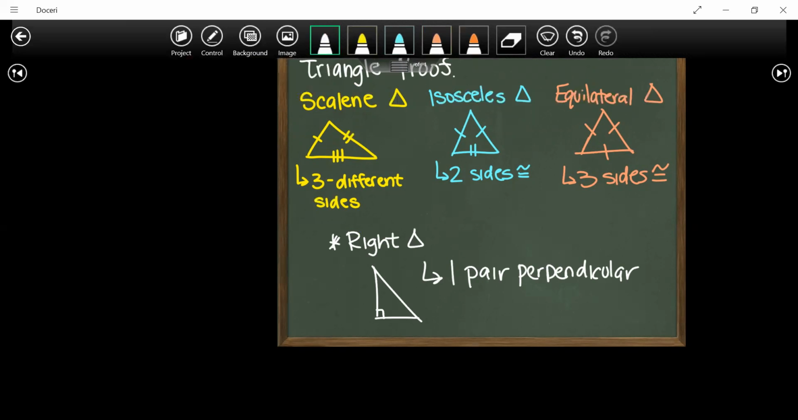This will not be provided for you on the test, so you have to remember what these properties are. Just like it was today, it can ask you to prove or disprove it's scalene, isosceles, or equilateral. If all sides are equal, it's equilateral. If you have two equal sides, isosceles. If no sides are equal, scalene.